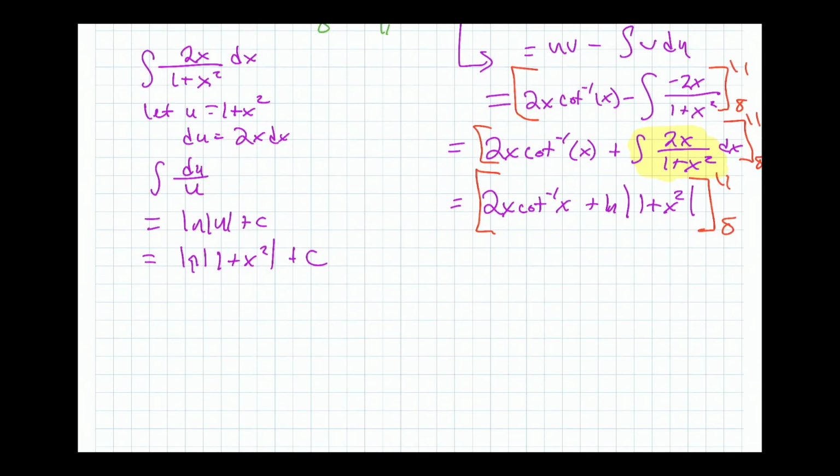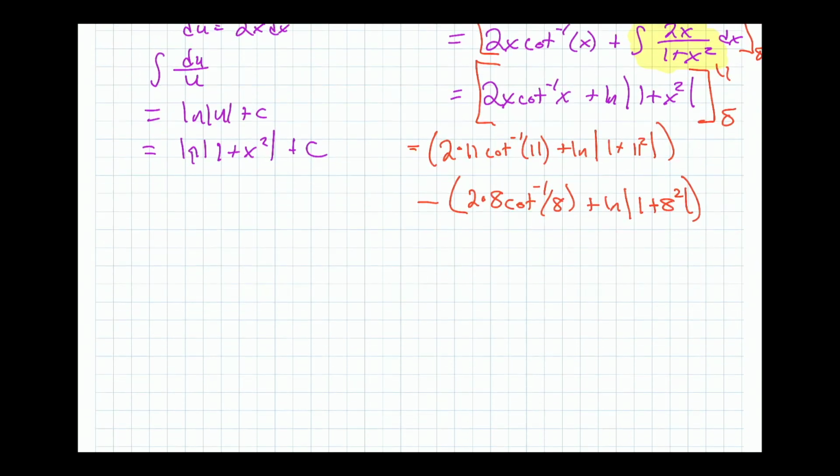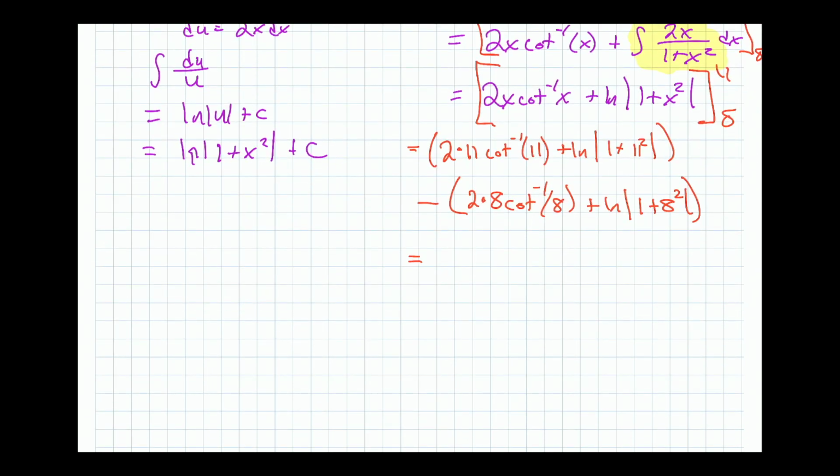So you have to put in the 11 here. 2 times 11 cotangent inverse 11 plus ln, put in an 11, 1 plus 11 squared, and then minus, and then you put an 8 in, 2 times 8 cotangent inverse 8 plus ln absolute value 1 plus 8 squared. And you just have to work that out. But there's not going to be really very much you can do to simplify this.